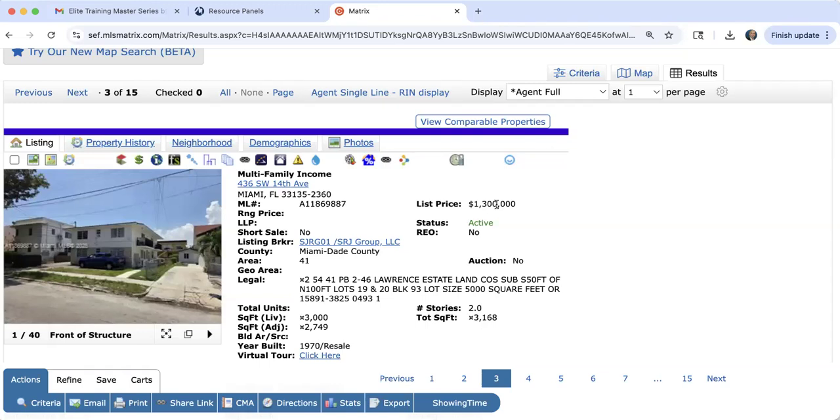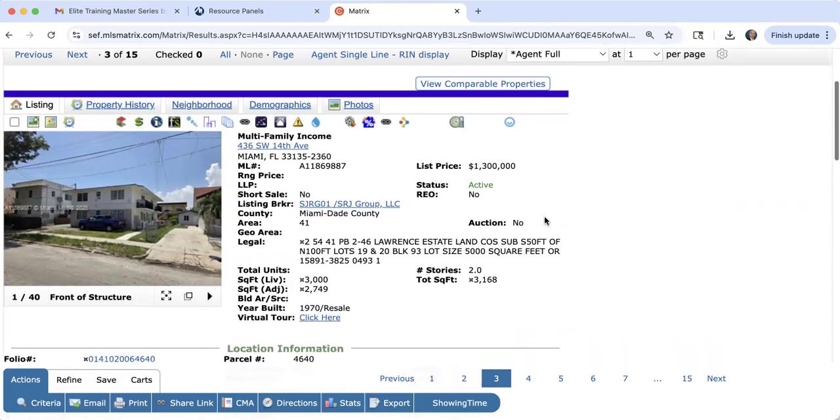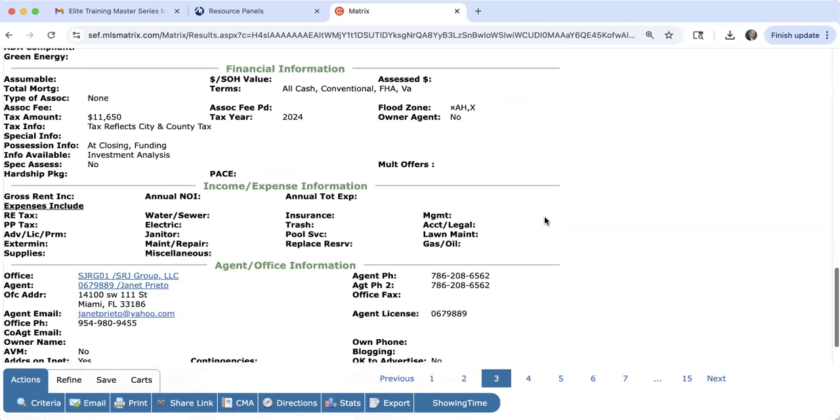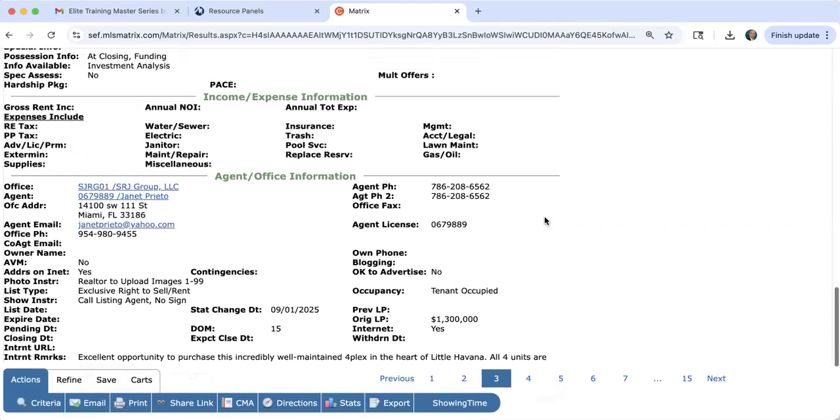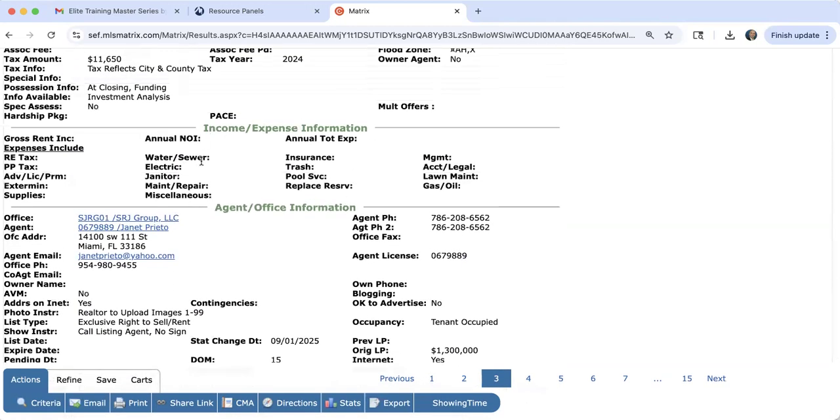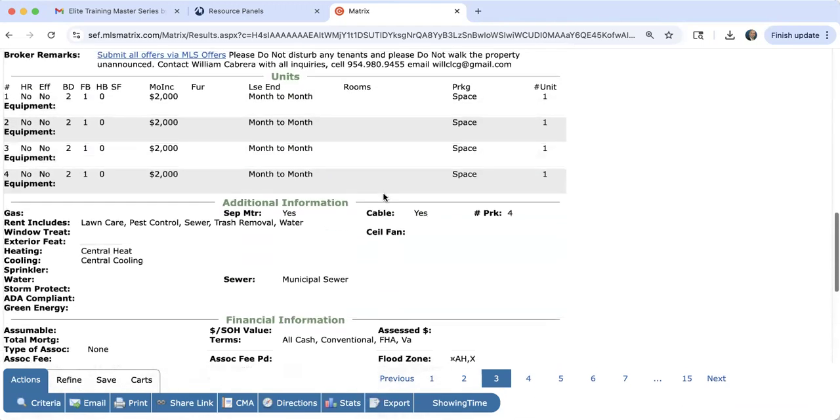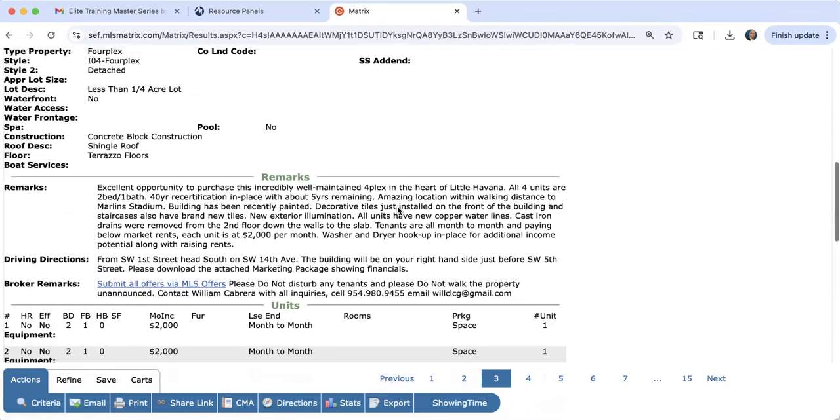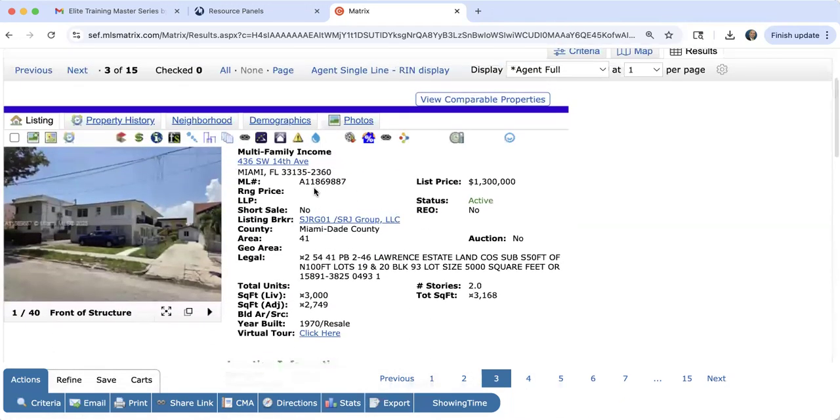So if your gross is 7.3, what do you think your net is going to be? It's going to be lower, right? You have expenses. Now, coming down here, do they offer any kind of income expense report? They do not. In the remarks, are they offering us any idea on what the expenses are? They do not.